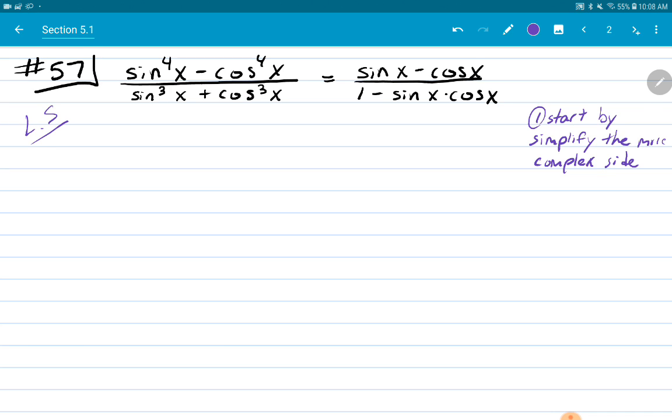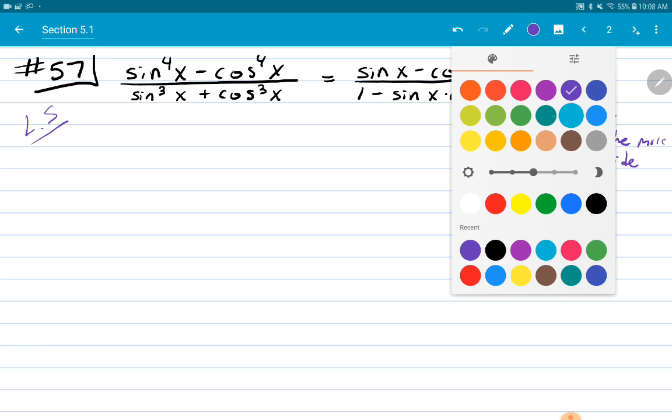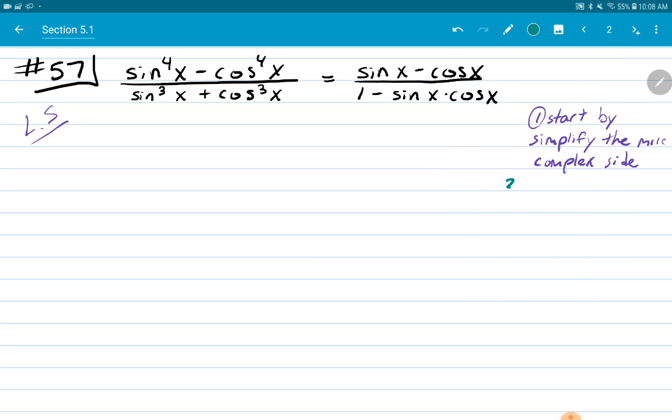And I can see on the left side I have powers of 4 and powers of 3, but the same sines and cosines. And on the right side I have a single power of 1. So I'm going to use factoring techniques to reduce down those powers. I'm going to, in fact, identify them because these come up pretty often.